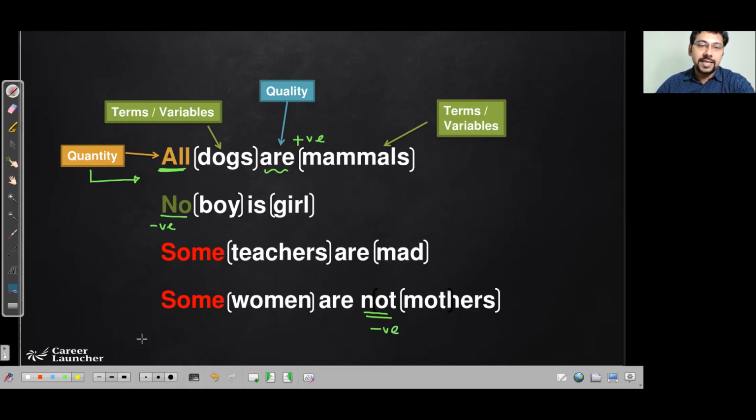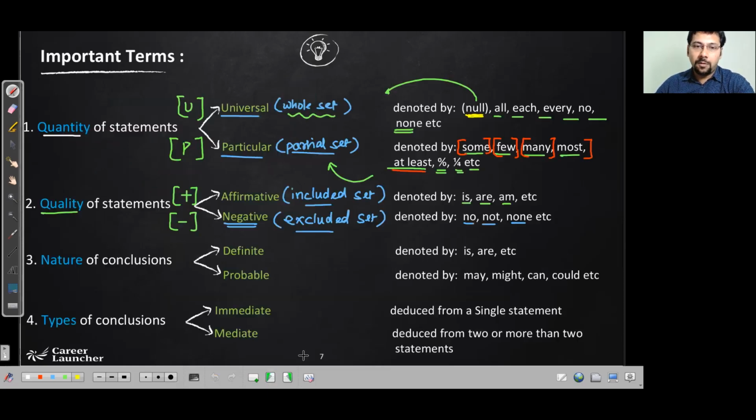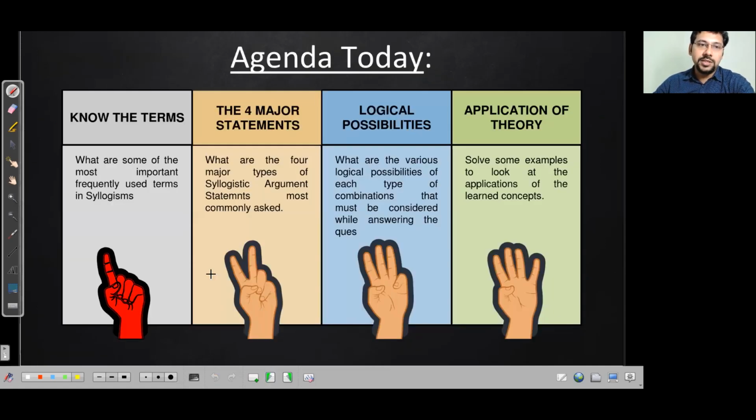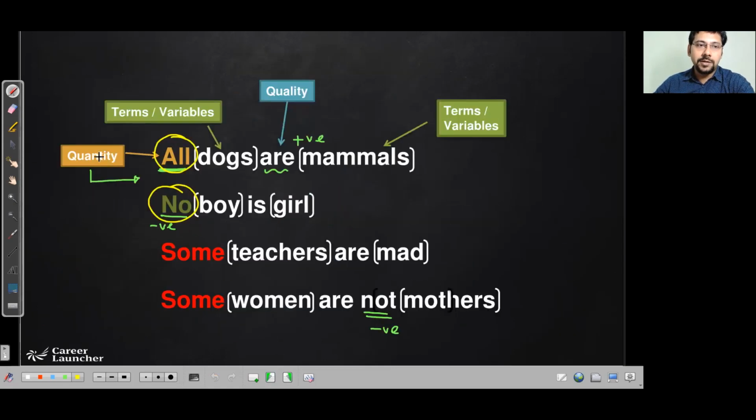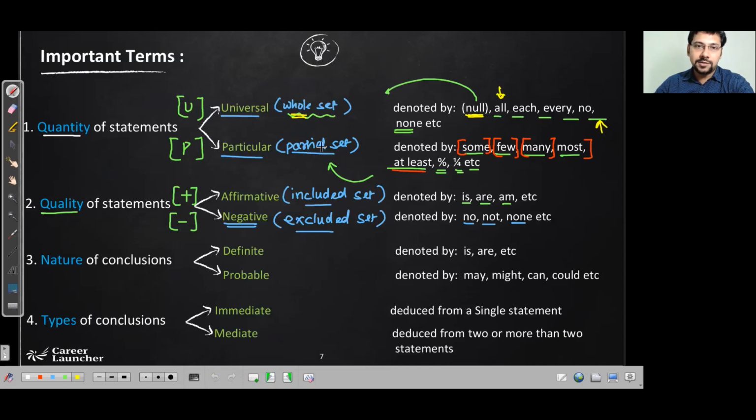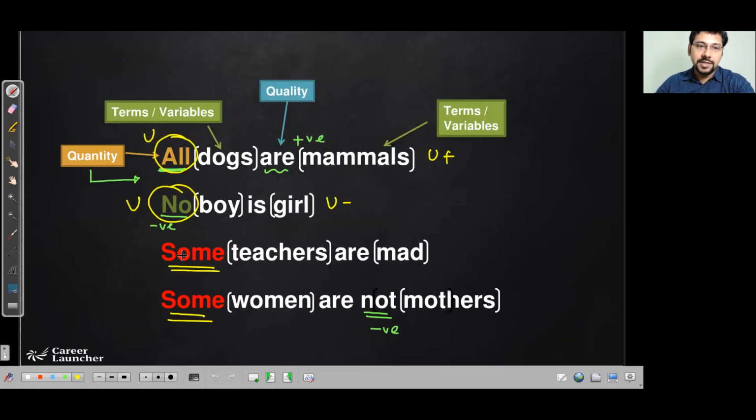However, if I just assign the positive and the quantity as well. Now, remember all and no are representative of my universal set. So these two particular quantities are definitely universal and universal. So this is a universal positive, this is a universal negative, and this is some and some. Some represents a particular set, so a partial set. Some represents a particular positive and a particular negative.